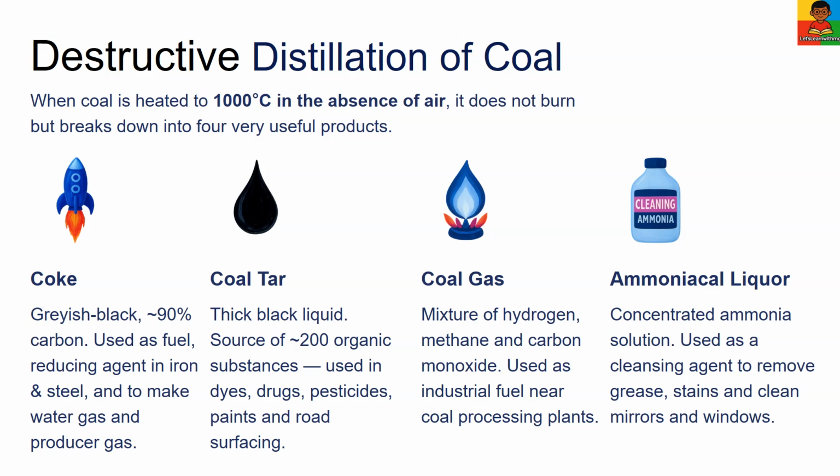Coal tar is a thick, black liquid that is the source of about 200 organic substances used in dyes, drugs, pesticides, paints, and road surfacing. Coal gas is a mixture of hydrogen, methane, and carbon monoxide used as industrial fuel near coal processing plants. Ammoniacal liquor is a concentrated ammonia solution used as a cleansing agent to remove grease, stains, and clean mirrors and windows.